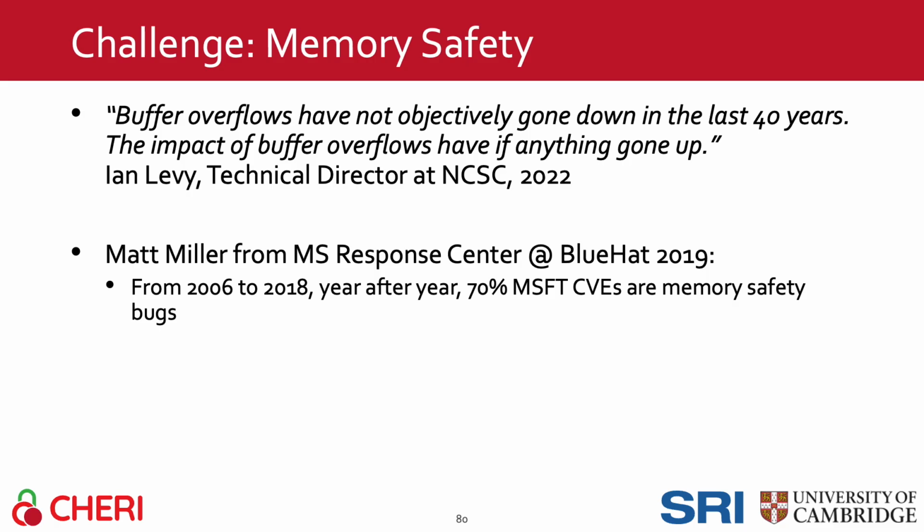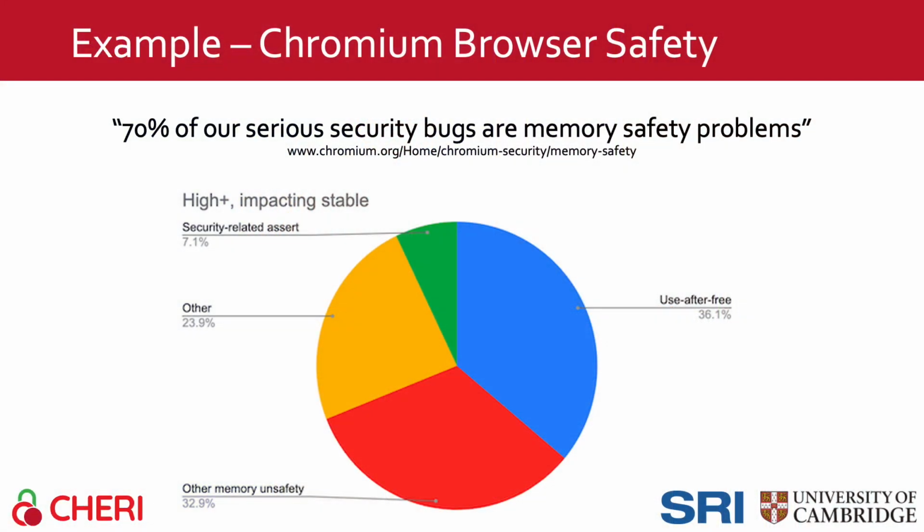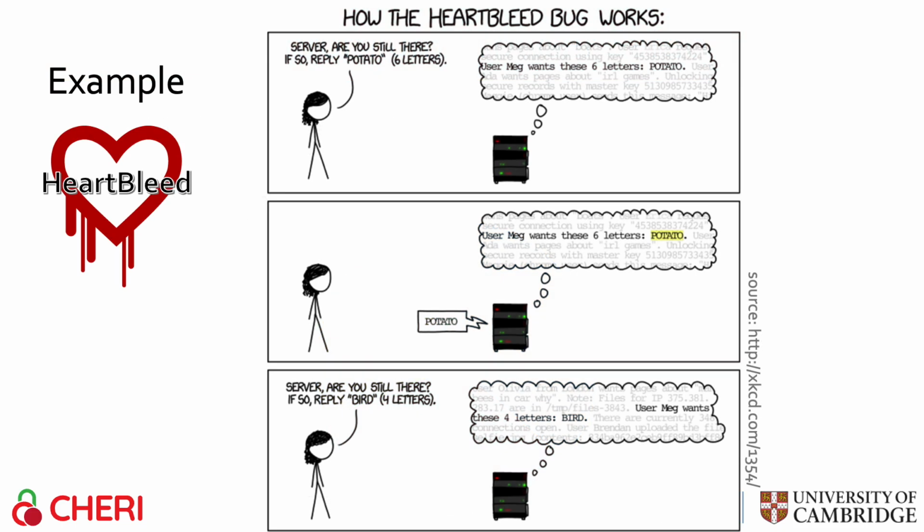This is a quote from the previous director at the NCSC. We're seeing similar things from Microsoft when they analyze all their vulnerabilities. It's not just their problem. Google are seeing it too. It seems this 70% number just keeps coming up again and again. So let me quickly tell you what memory safety is by giving you an example. And forgive me, I'm talking at the moment about more application class vulnerabilities.